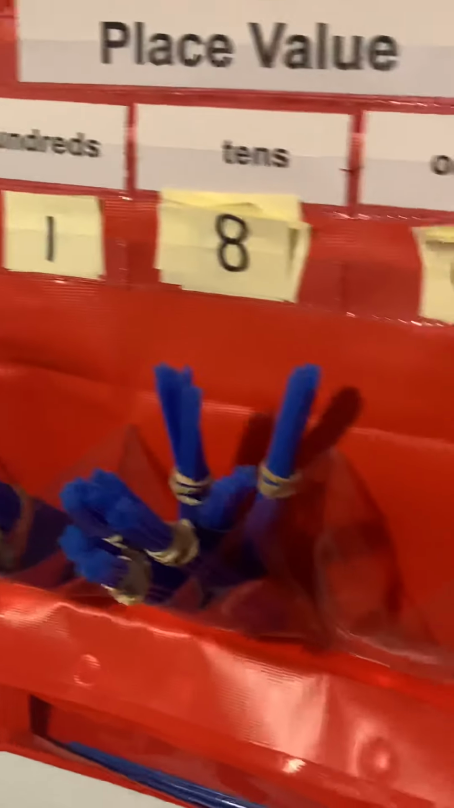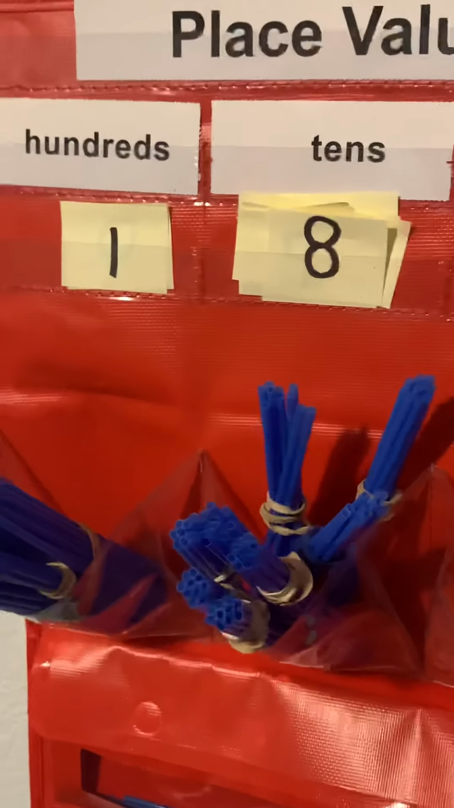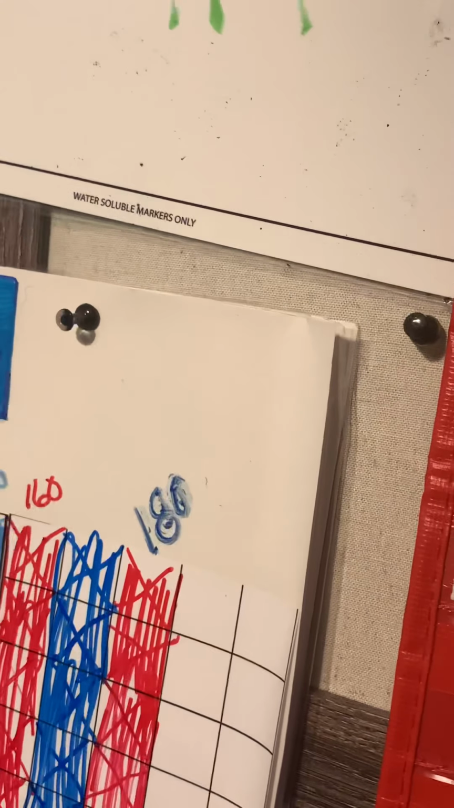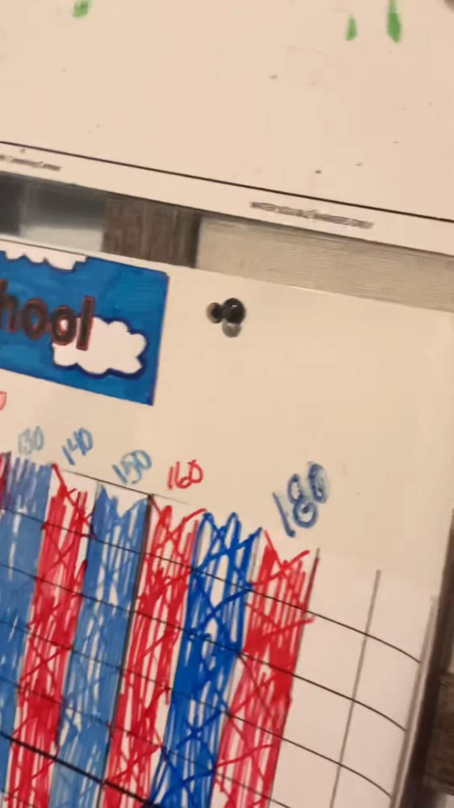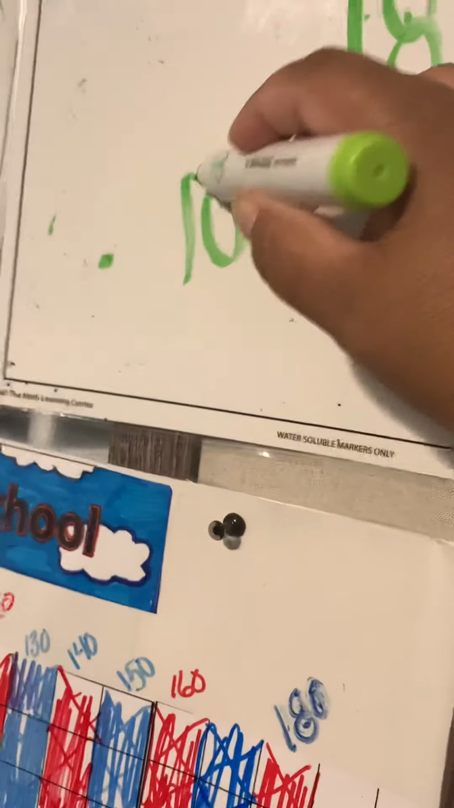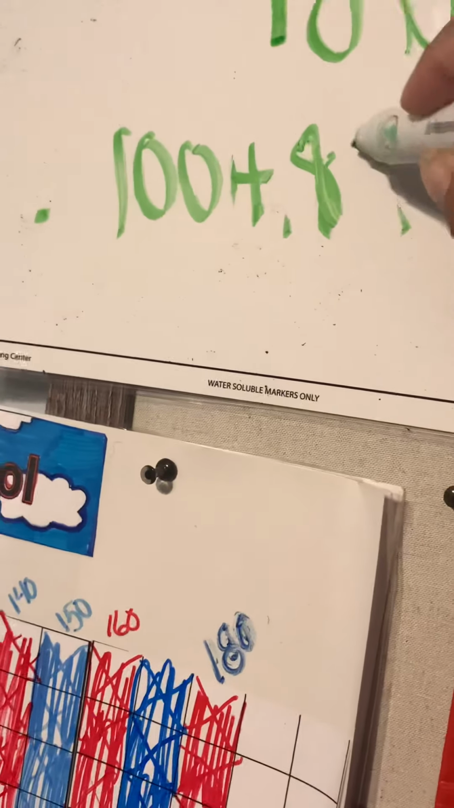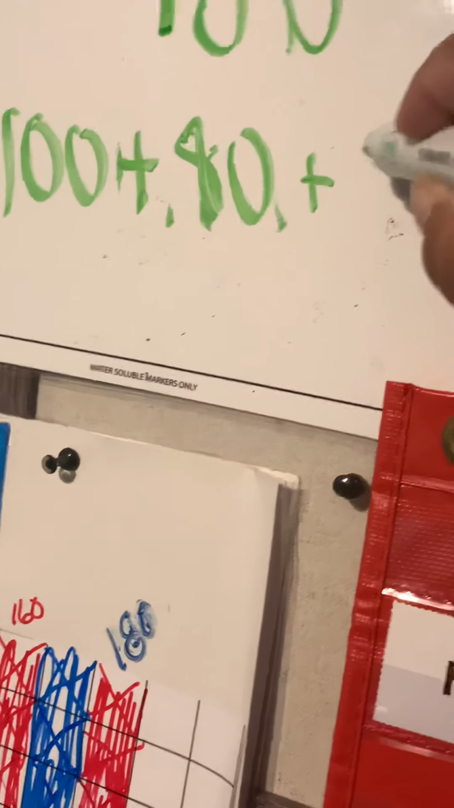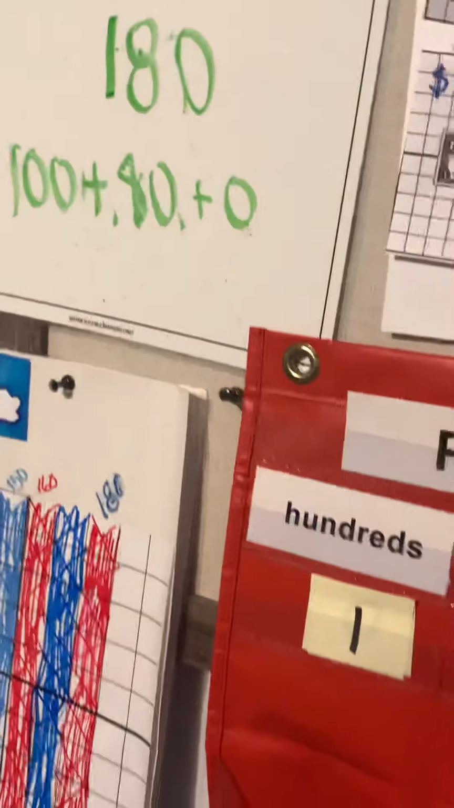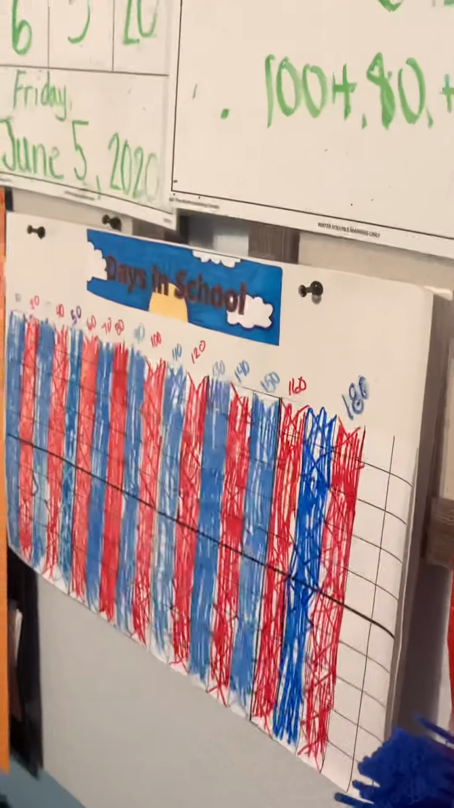So I want you to think about how many ways can you make 180. I lost my marker. There it is. And if I think about the expanded notation, I realize that I still have 100, but now I have 80, and then I have 0 ones. What else could you do? Whoops.